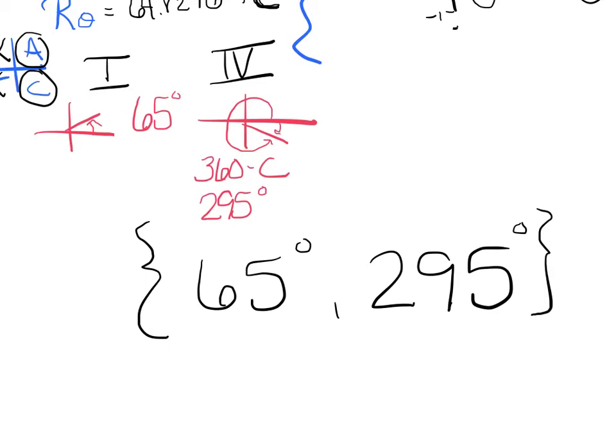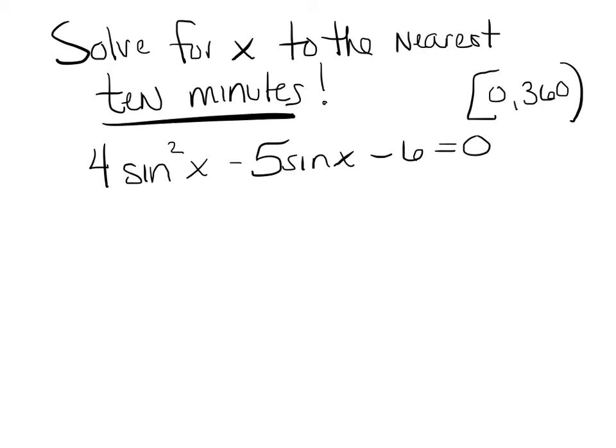Well, I've got one more for you, and it's a little ugly, so stay with me. And again, just a lot of storing. All right, solve for x to the nearest 10 minutes. Ugly. We all hate those minutes, but that's what we have to pay attention to. So we're going to have to use that minute, degree, minute, second button. And here's my equation for sine squared x. Remember when you read it in order, sine squared x minus 5 sine x minus 6 equals 0. And here's the other thing to pay attention to. Notice the closed bracket on the 0, which means include, and the open bracket on the 360, which means does not include.